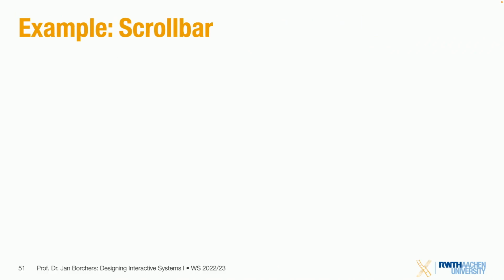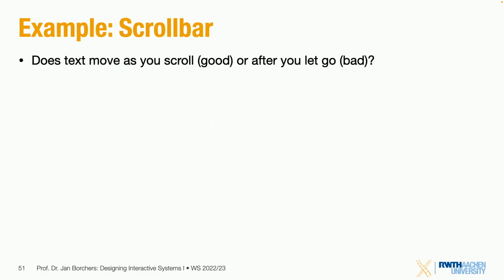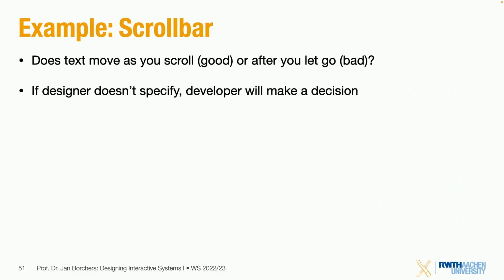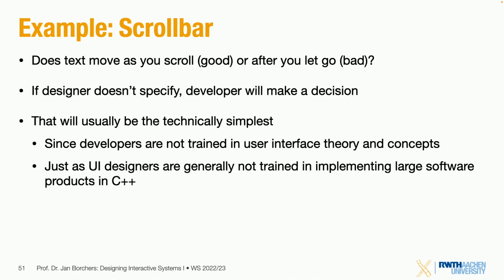So here's a simple example. Scroll bars, okay? Let's say you're implementing a scroll bar. Does text move as you scroll, which is what you want, right? That's the immediate feedback. Or does it only go to the resulting page that you scroll to once you let go, which is bad, right? Well, if the designer of an interface doesn't actually specify this, the developer will choose the solution based on their own decisions and criteria, right? And we know that this will usually be the technically simplest, right?